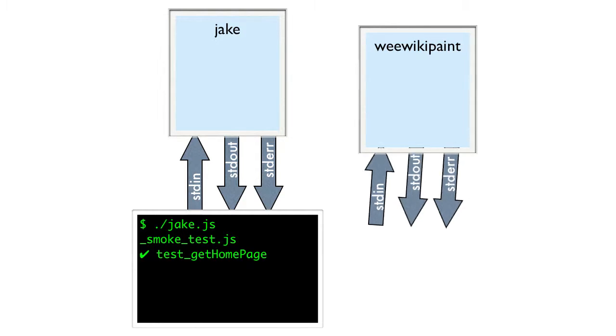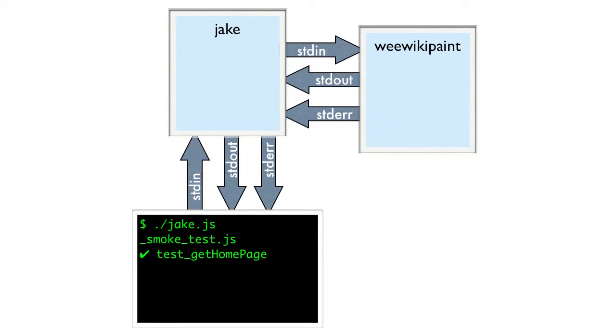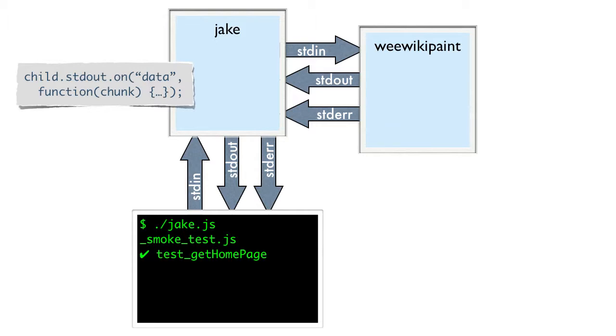That's what Node does. It pipes the child process's standard streams to the child object as, no surprise here, standard in, standard out, and standard error. What this means is that we can have our WeWikiPaint server use console.log, which writes to standard out, and whatever we log will show up in our test. We just have to listen for data on the child standard out stream. It's super easy, and best of all, we don't have to munge up our server code to do it. We just need to output log information, which is good practice even if we didn't need it for our test.